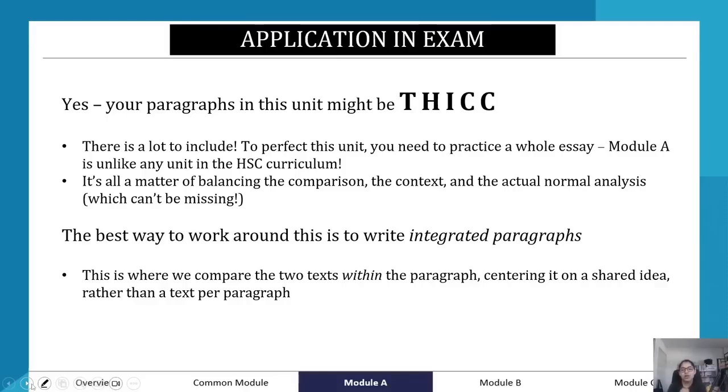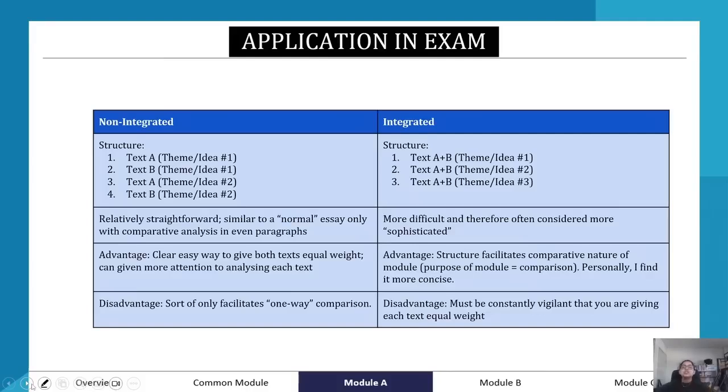The best way to work around this is to work with integrated paragraphs. You can write non-integrated paragraphs, totally up to you, but we recommend integrated paragraphs because this really helps with the comparisons between the two texts, right? It is centered on a shared idea rather than a text per paragraph. So it showcases that you can look at a key idea and how it's explored in both texts, and that is achieving the purpose of Module A. So here we are.